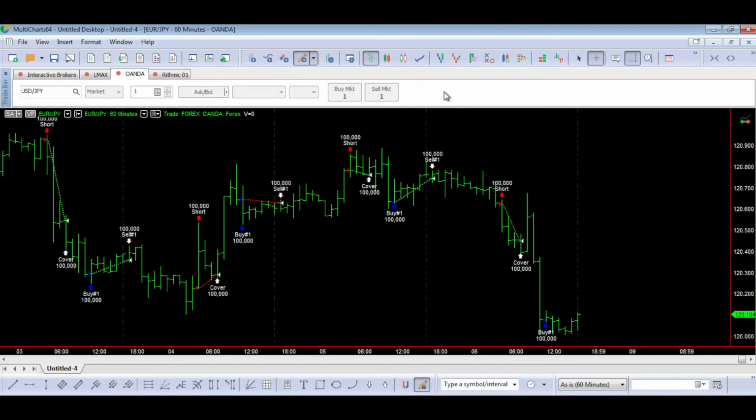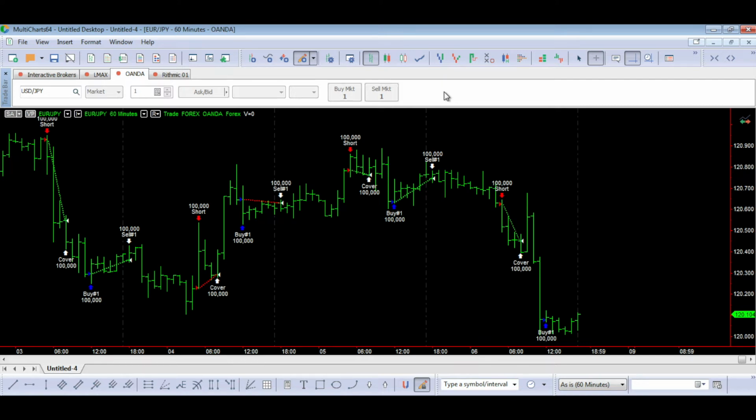Here we are then. What we're looking at is a 60-minute chart of euro yen and a strategy that I've prepared for this demonstration. We're in Multicharts. That's what I use for programming, testing, trading, automated trading. It does all of that. And we're going to look at the backtest. On average it takes a couple of trades every day. There's going to be over 6,000 trades in this backtest.